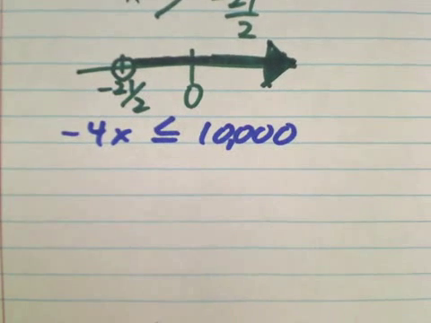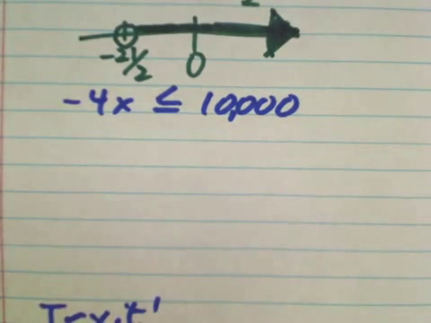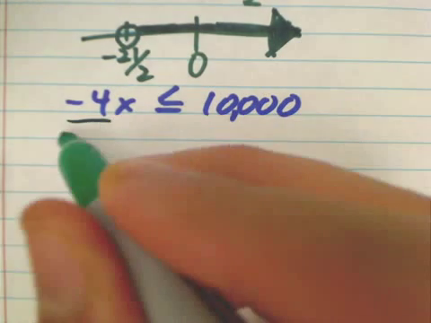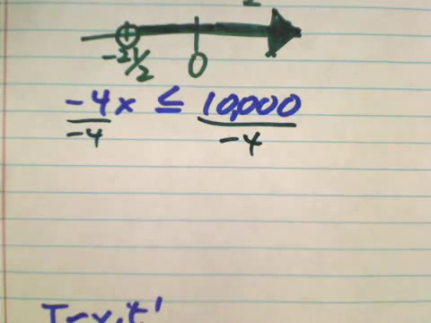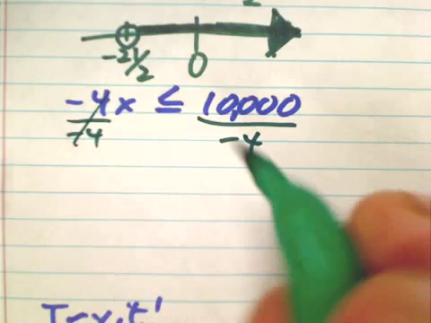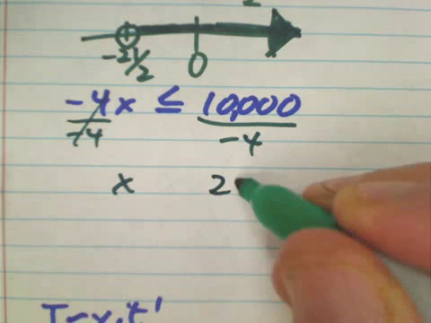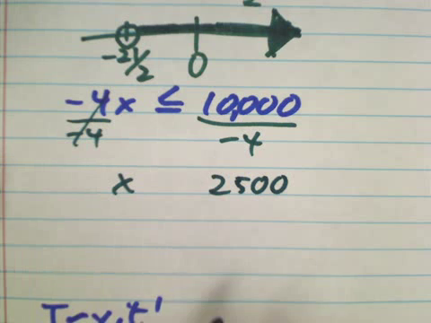Okay, let's look at one more example here. I have -4x is less than or equal to 10,000. So to get rid of the -4, let's divide by -4. Okay, and those will cancel out. So I just have x over here. 4 into 10,000 is 2,500. Right? Yes. Okay.